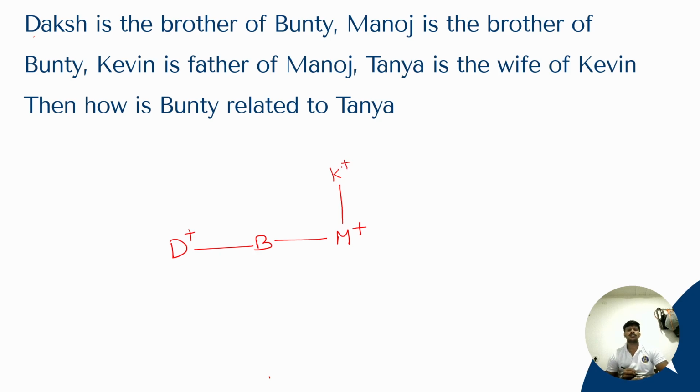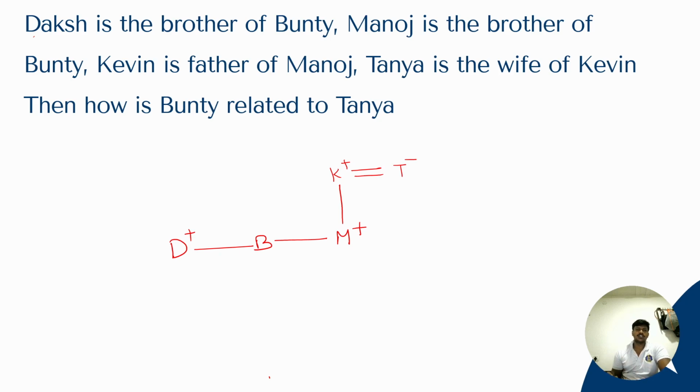Then father means male person. Tanya is the wife of Kevin, or you can say simply T is the wife of K. So T is a female person. By looking at the diagram, it's very clear. See, D, B, M are brothers and sisters, that means siblings. And K and T are their father and mother. Instead of reading all these statements, the diagram is going to give you a clear idea. But remember, as of now, we don't know the gender of B and should not assume anything.